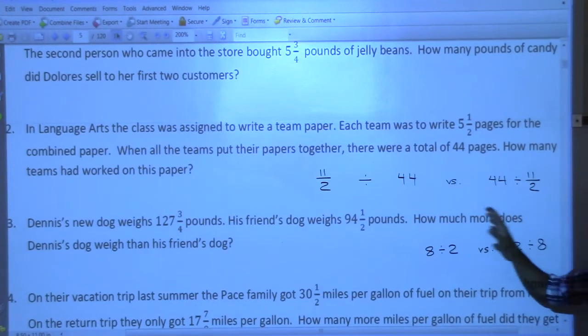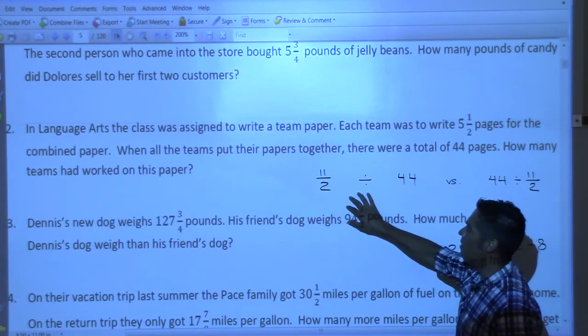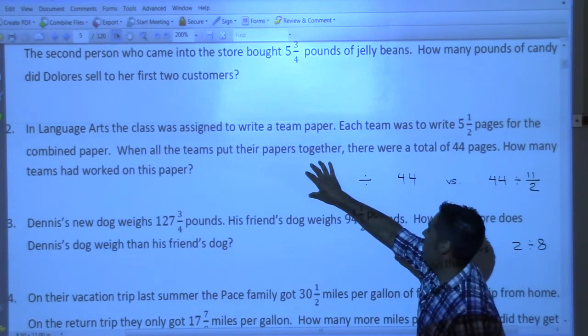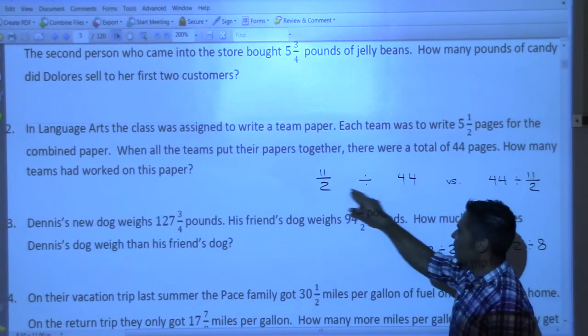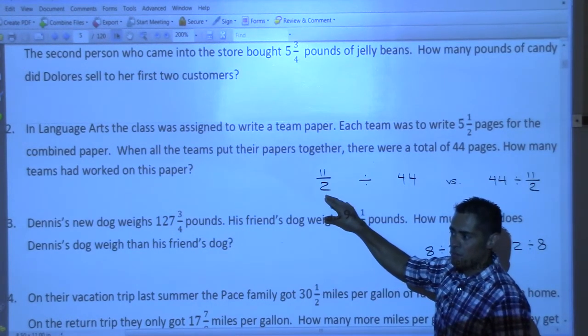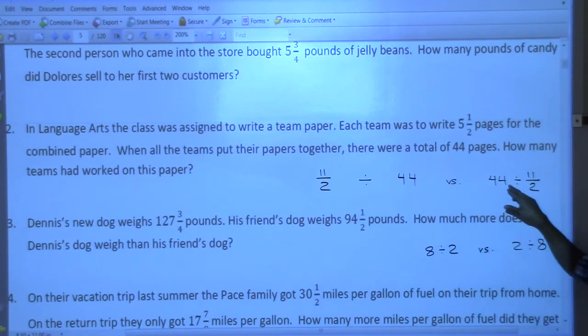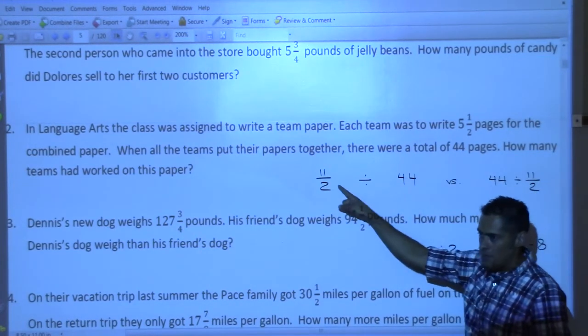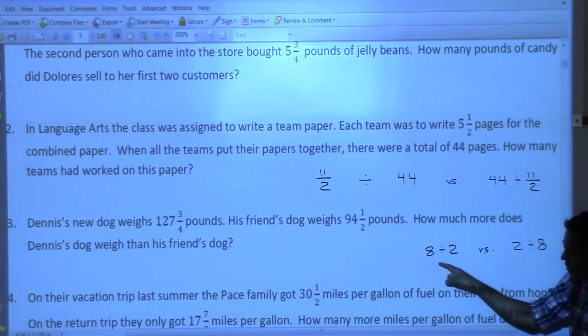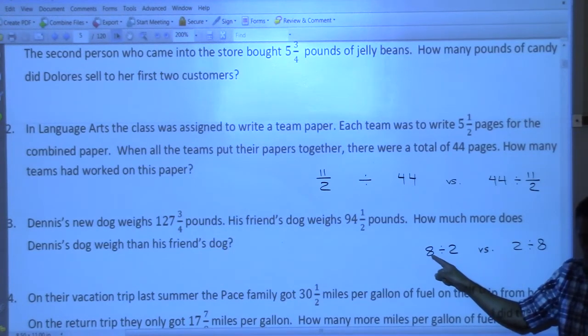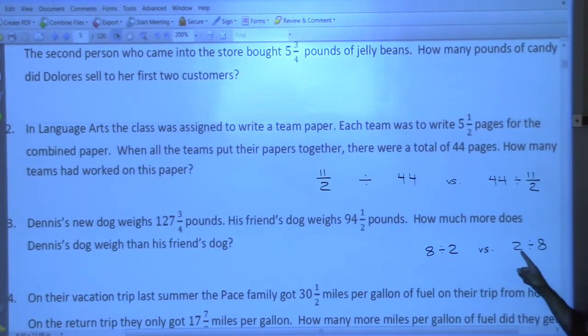Okay, so this one right here is saying, okay, you have 11 halves, whatever that is, and you want to divide that into 44 different pieces. This one is saying you have 44 and you want to divide it into this many pieces. So this is being divided into that. Here, this is being divided into that. Like, think about it this way. How many times does 2 go into 8? 4 times, right? How many times does 8 go into 2? It doesn't. So the answer to this would be a fraction.